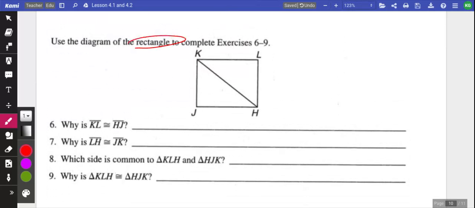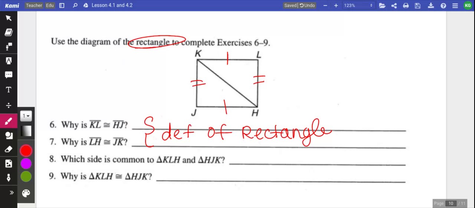On this one, it says we have a rectangle. So I know that the top and bottom are congruent and the 2 sides are congruent. So for both of these, it's because of the definition of a rectangle. Which side is common is KH. And now these are congruent then by side, side, side.